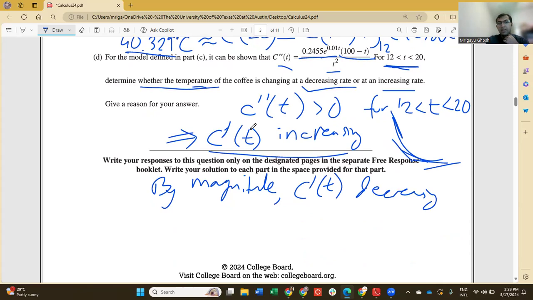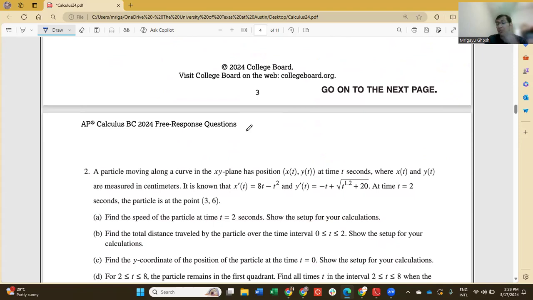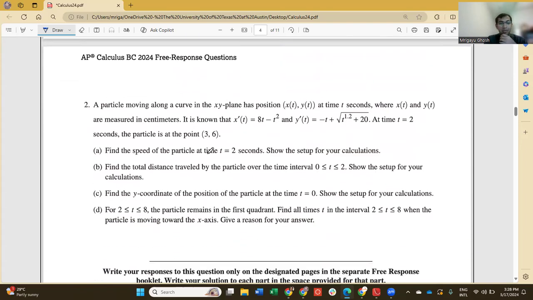And my reason, of course, is because C double prime of t is bigger than 0 on this interval. You can plug in the endpoints and show that from 12 to 20, which is an increasing function, if you just use the endpoints. What I mean is that 100 minus t is a decreasing function as t increases. So if you test both of those endpoints and they're both positive, then that means it's positive on that whole interval. So you can write that out fully if you want. You probably should. I don't know what's required by the exam people.